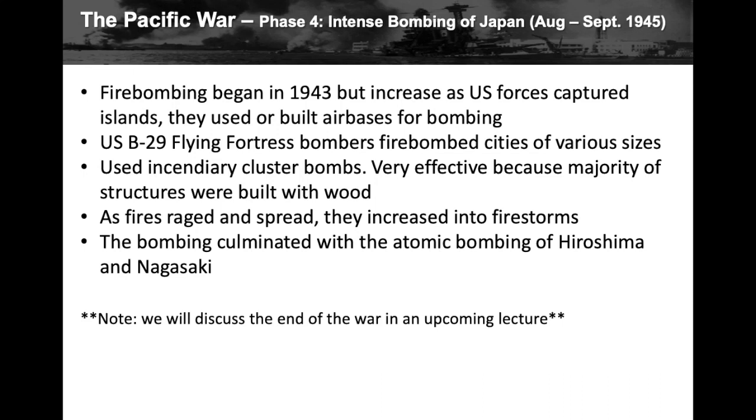The bombings culminated with the atomic bombings of Hiroshima and Nagasaki, which would bring an end to the war. And like I said in the previous lecture, we will have a PowerPoint of the conclusion of the war with the fall of all of the Axis forces.